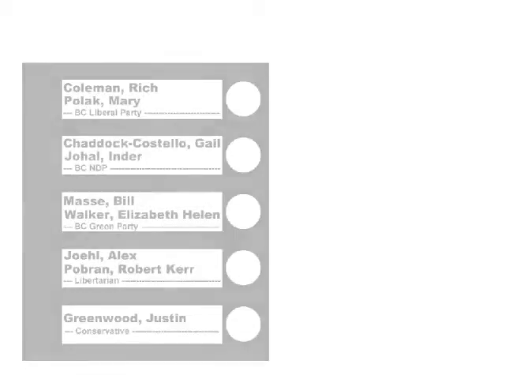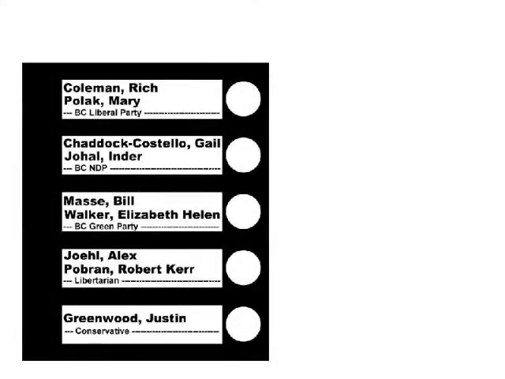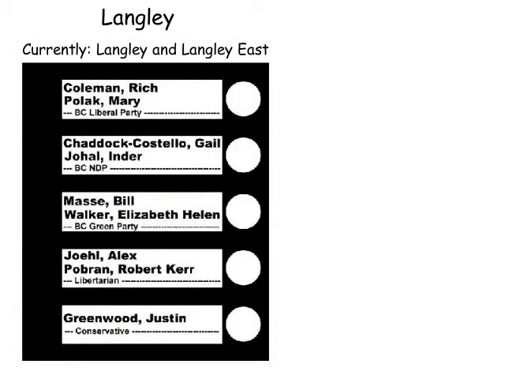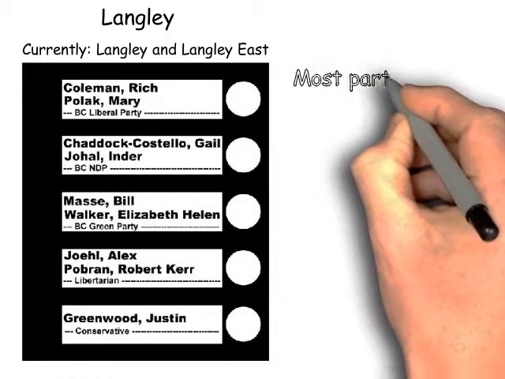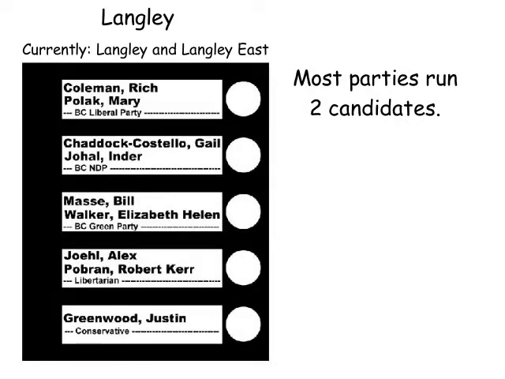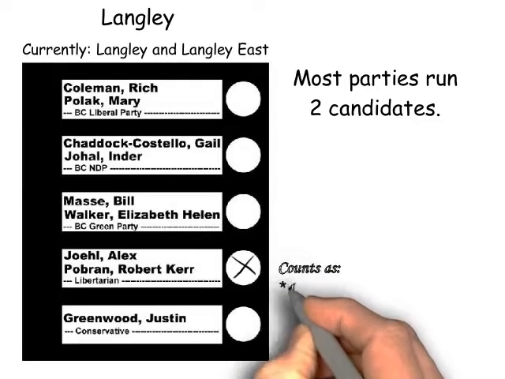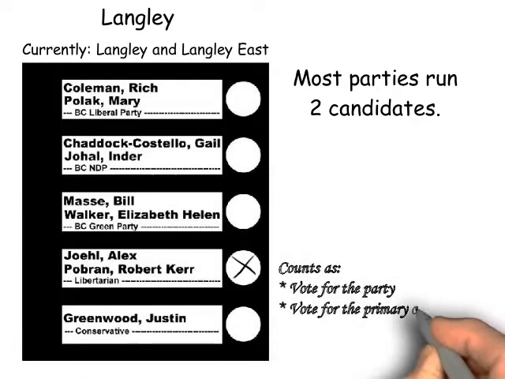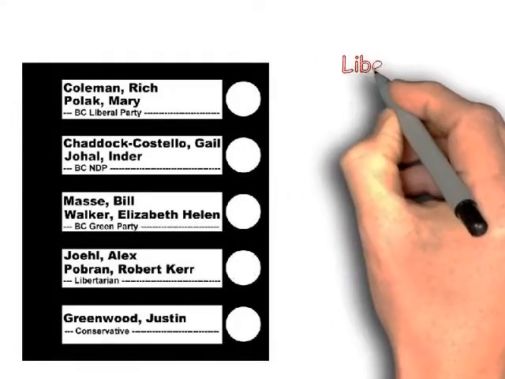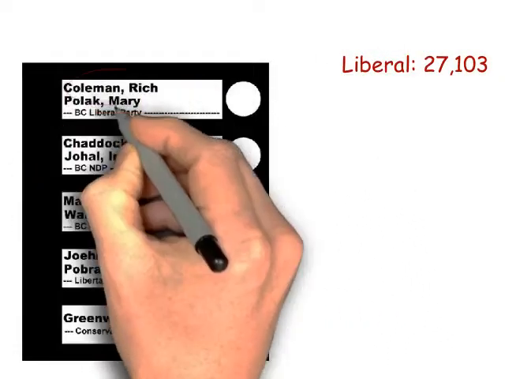Here is what a ballot would look like under the dual-member proportional system for the riding of Langley, which would comprise today's Langley and Langley East. It is very similar to the one used under the first past the post, except that most political parties have 2 candidates listed. Voting works the same as under the current system, by marking a single X. This counts as vote for a party and for its primary candidate, the one that is listed first. The primary candidate with the most votes wins the first seat.